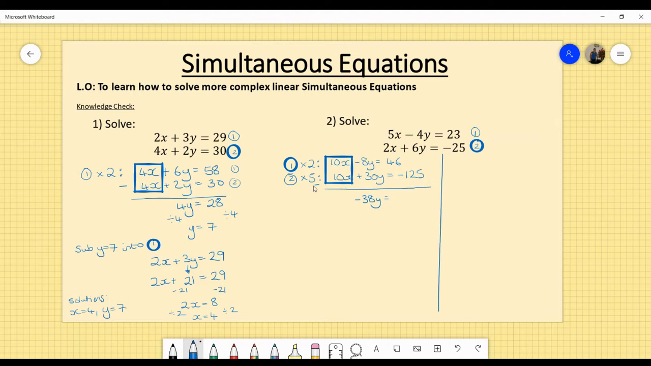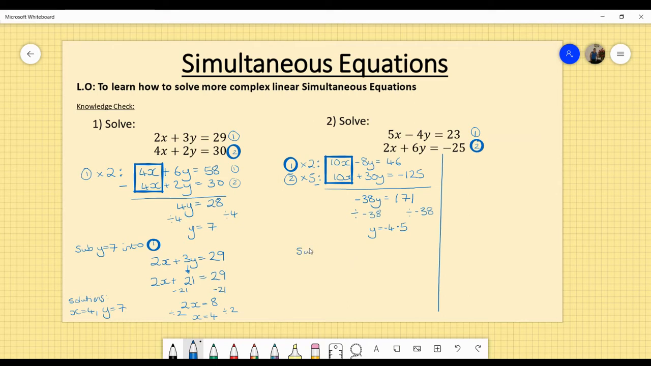125. So remember when we've got a subtract and a negative next to one another, that's going to become an add. So it's actually 46 added to 125, which gives me 171. Then to solve to get y, I need to divide by negative 38. So just be careful with that one. So divide by negative 38 on both sides, and you will end up with y equals negative 4.5. So make sure you've got the negative there. So negative 4.5 or negative 9 over 2, either is fine.